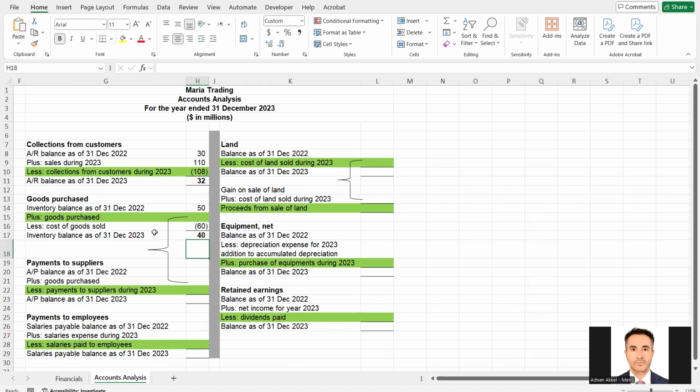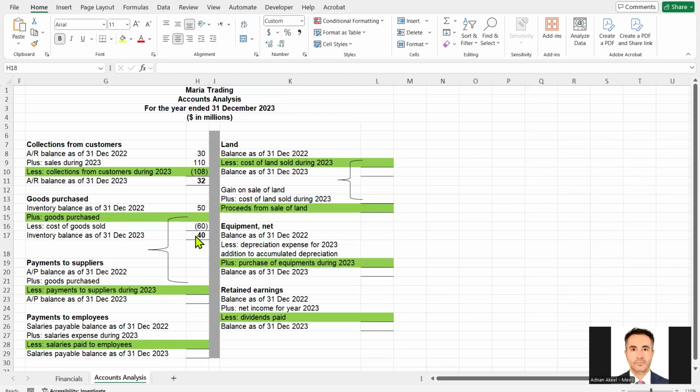So what is the simple logic here? After selling 60 million, I am left with 40 million. So again, after selling 60 million worth of goods, I am left in my warehouse with 40 million. It means I used to have 100 million worth of goods. After selling 60 million, I am left with 40. So this is the first fact.